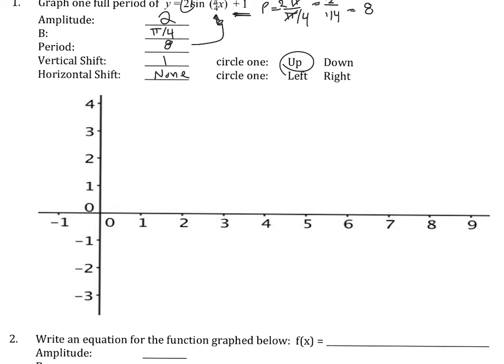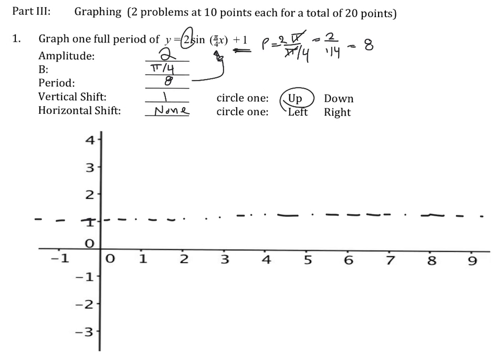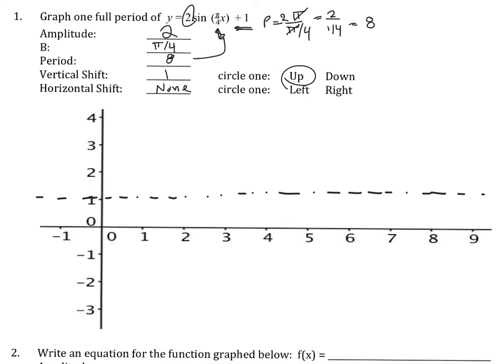Start by looking at the vertical shift. Vertical shift is positive 1. So that means we can imagine sort of a virtual x-axis at the y equals 1 level. Our amplitude is 2. So that means our function is going to go up 2 and down 2 with respect to that virtual x-axis. So we're going to have a maximum at 3 and a minimum at negative 1. I'm just sort of highlighting that to keep that in mind.